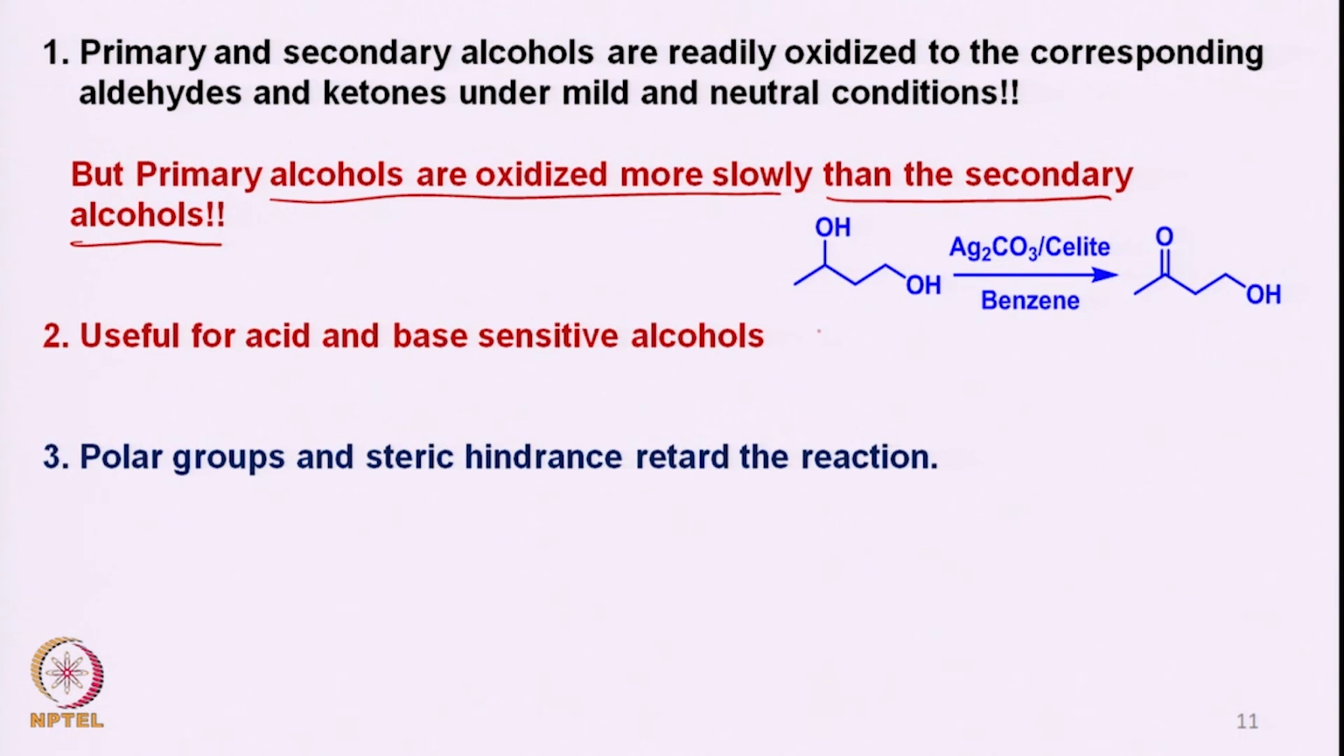This is an example where there is a primary hydroxy group as well as a secondary hydroxy group. When the reaction is carried out, there is a preferential oxidation of the secondary hydroxy group over the primary hydroxy group. It is useful for acid and base sensitive alcohols because it is a relatively mild reagent, and therefore the conditions are easily useful for them. Polar groups and steric hindrance retard the reaction. I already mentioned the steric hindrance.